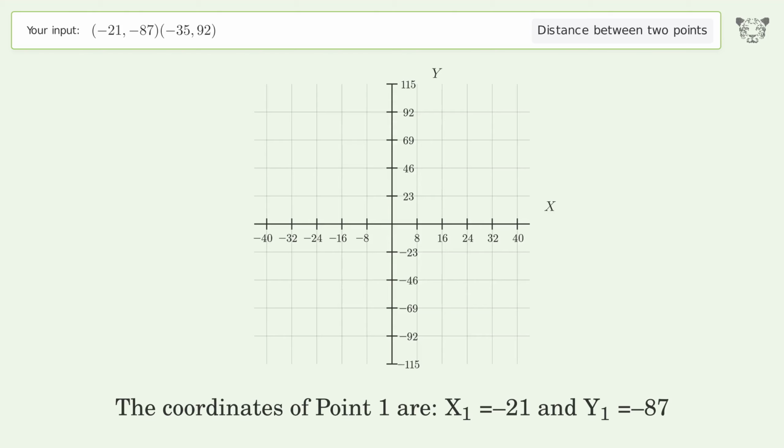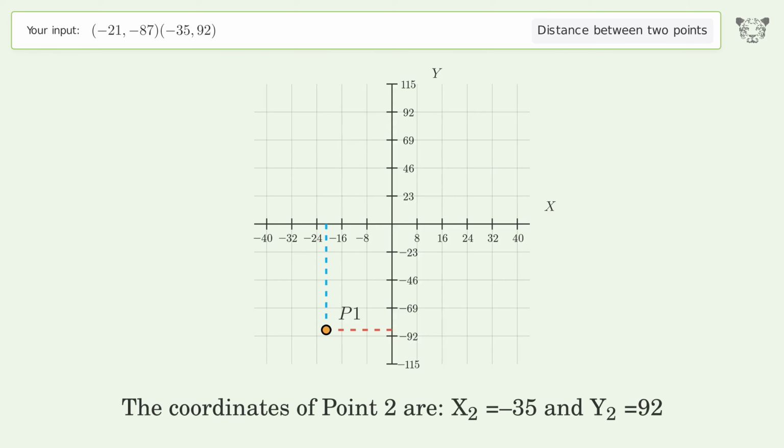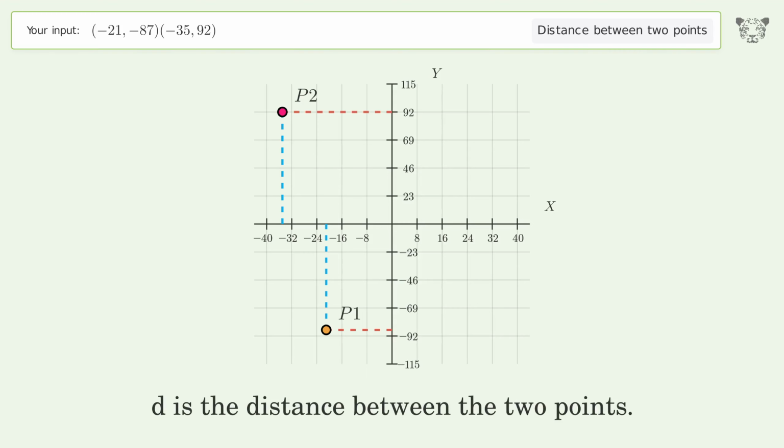The coordinates of point 1 are, x1 equals -21 and y1 equals -87. The coordinates of point 2 are, x2 equals -35 and y2 equals 92. D is the distance between the 2 points.